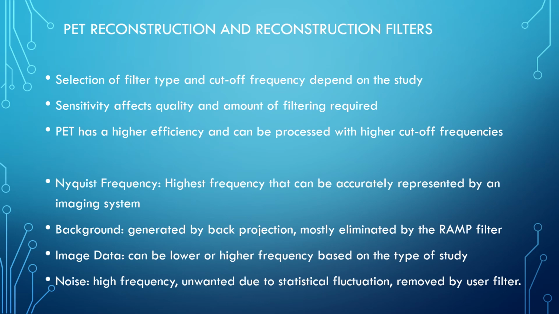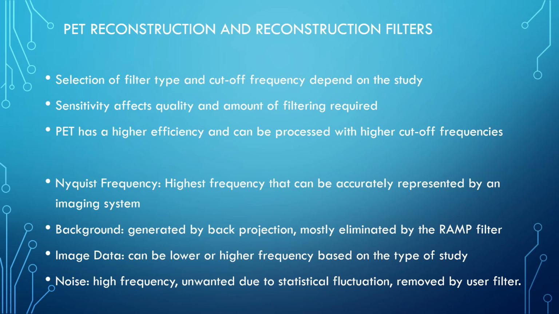And because PET has a really high efficiency, it can be processed with higher cutoff frequencies. You're going to have a lot of sharp contrast with PET CT imaging. So the Nyquist frequency term, that is just the highest frequency that can be accurately represented by the imaging system. And so that's an important definition to remember. The background is generated by back projection and mostly eliminated by a ramp filter.